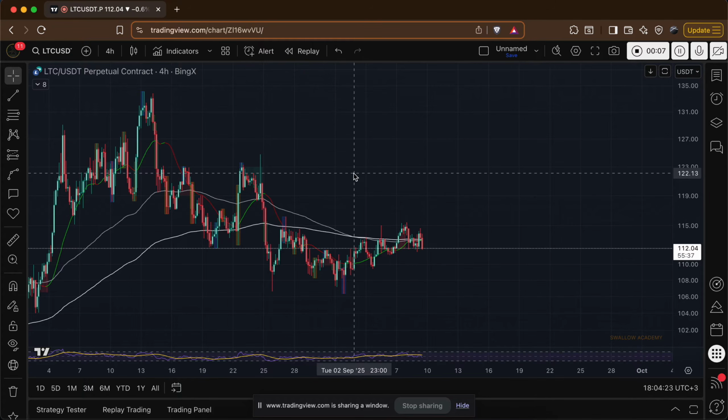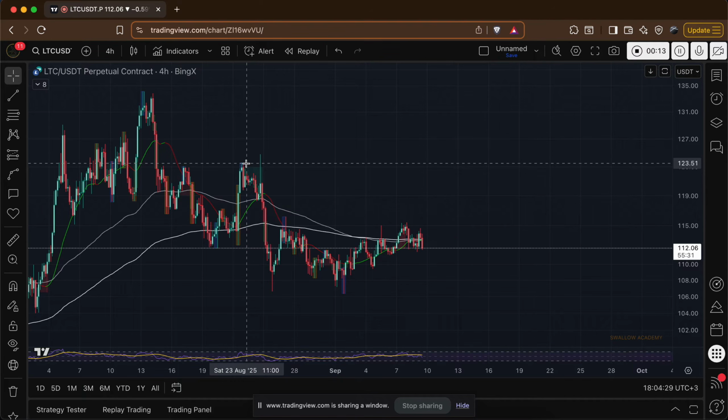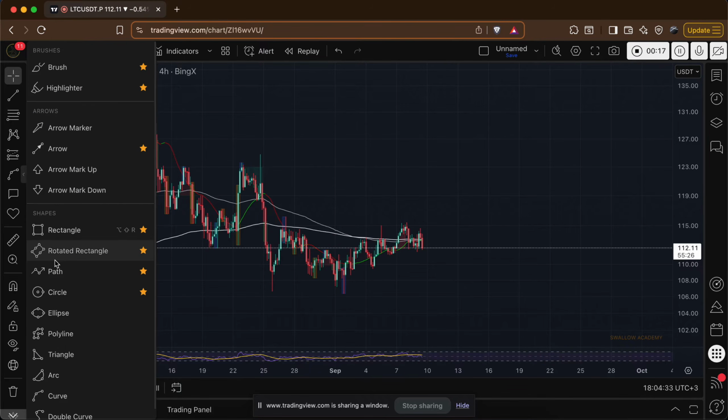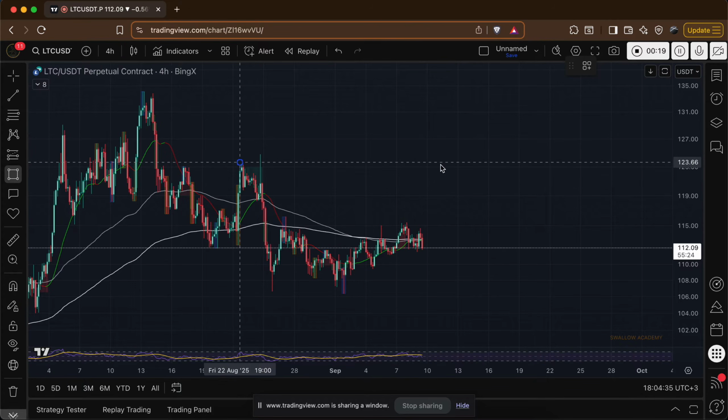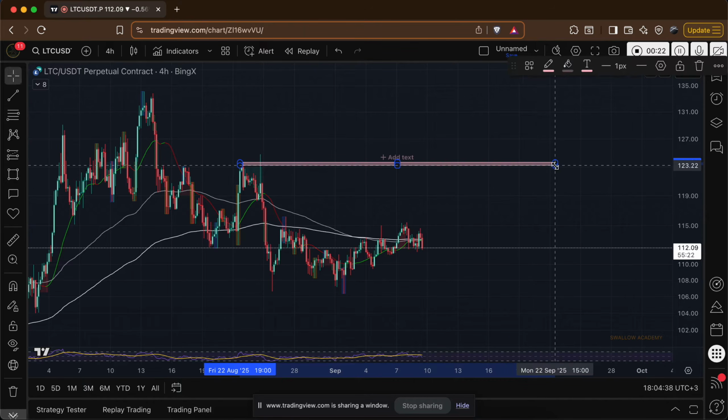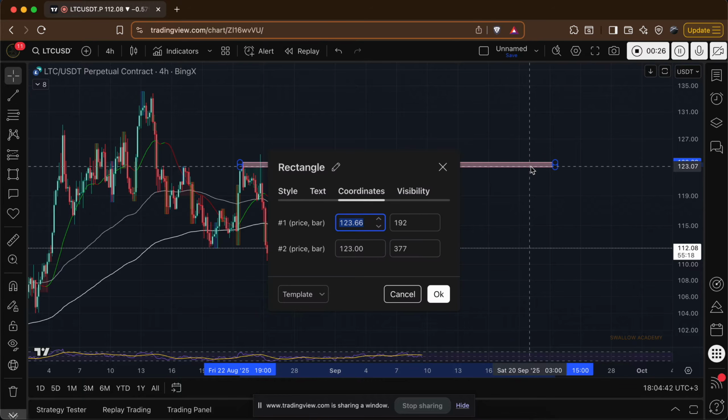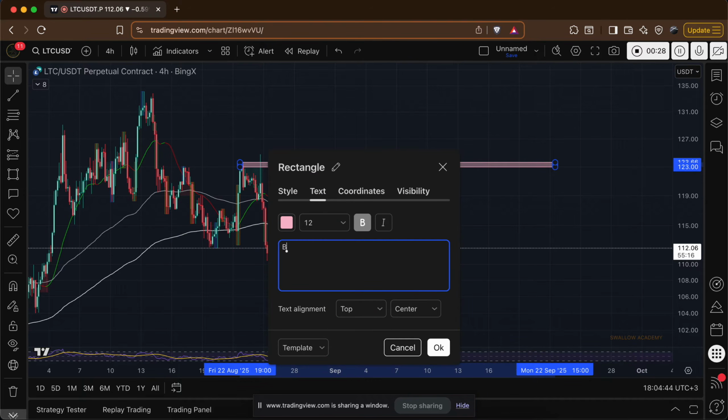Since last time, not much has changed. Basically what we are seeing is still this big CME gap that was our major target on the smaller time frames and still is. So I'm going to mark it as this zone here, and let it be the upper side, so the bullish CME gap.